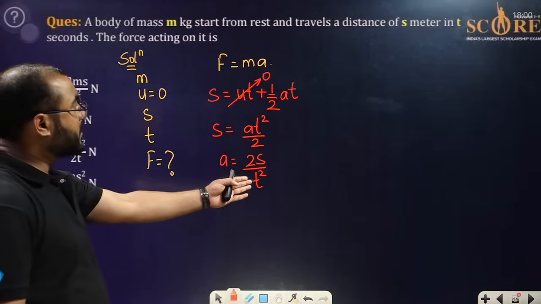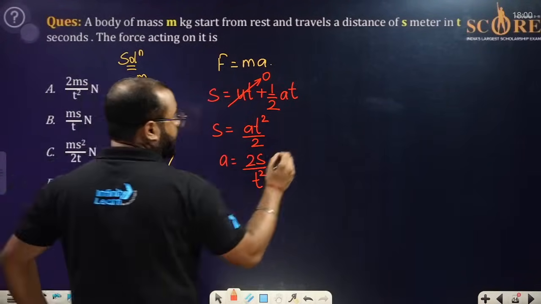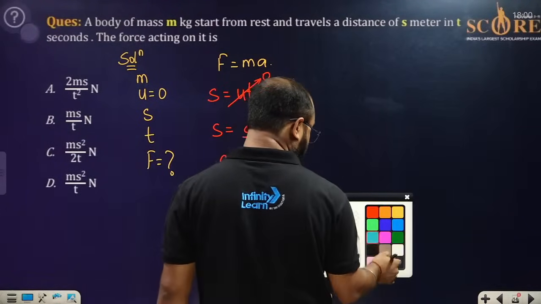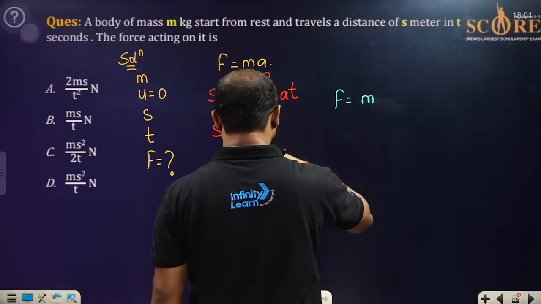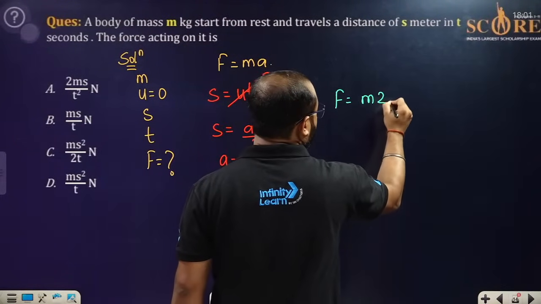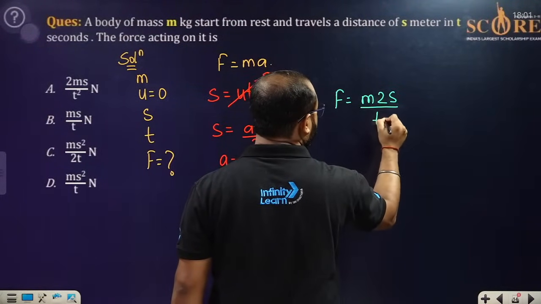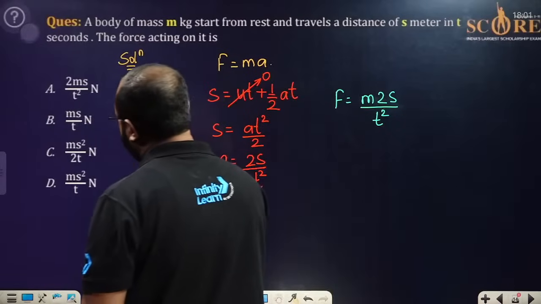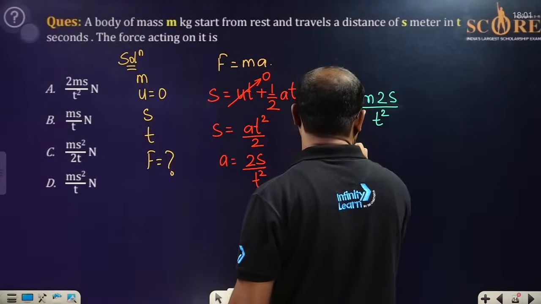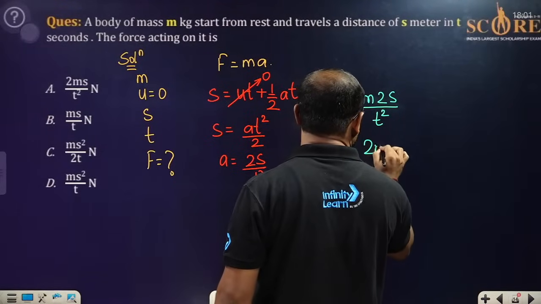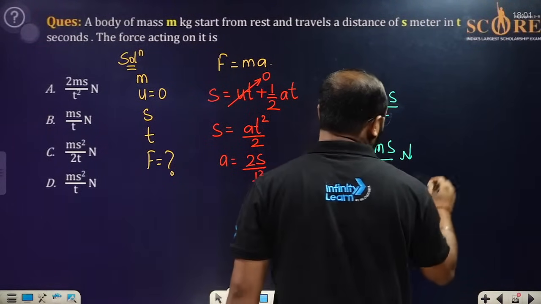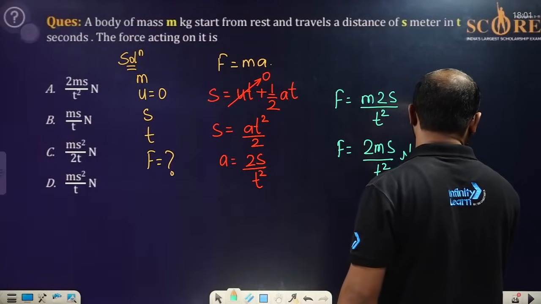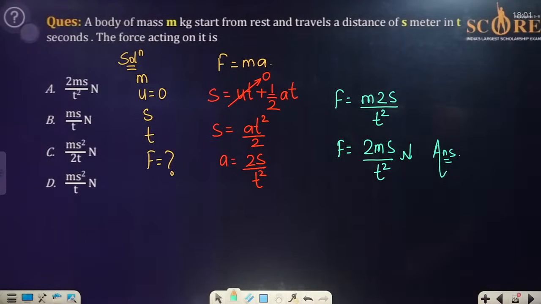We'll just take this particular value and put it over here. The value of m is there, and the value of a will be equal to 2s by t square. Or you can write F is equal to 2ms by t square Newton, people. That will be your answer. Simple. That will be your answer.